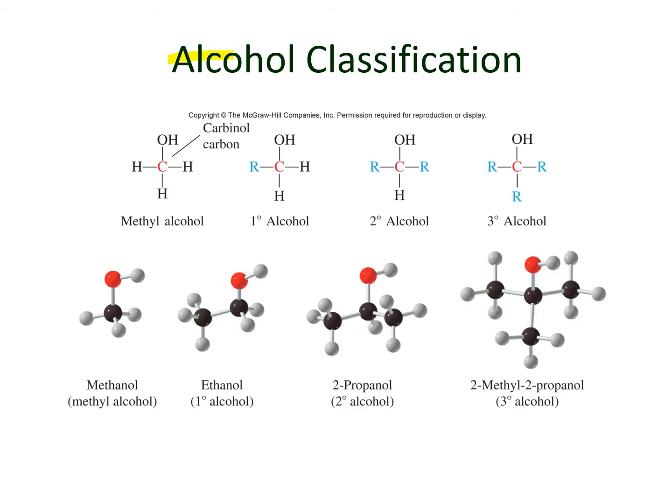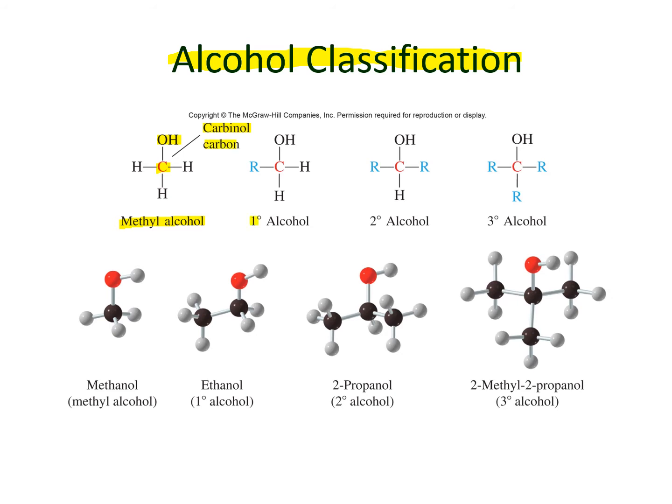Next is the classification of alcohols. It's a diverse group, so how can we classify them or group them? Here we have an example, the methyl group, which is the smallest of these alcohols: CH3, the methyl group, attached to the hydroxyl group. The central carbon of this methyl is known as the carbinol carbon. That is one important thing to remember.